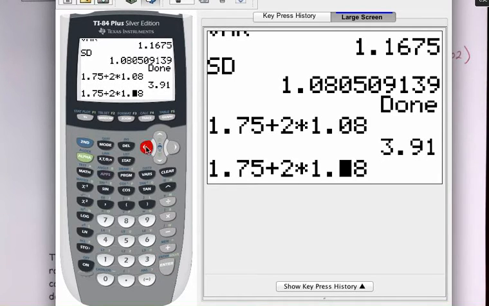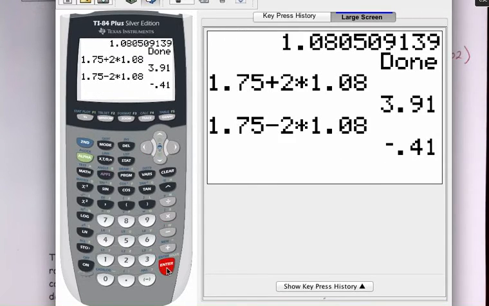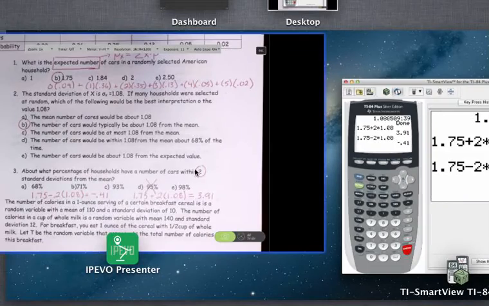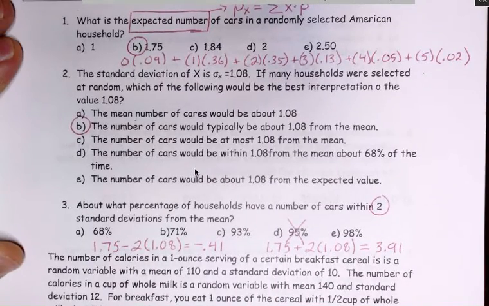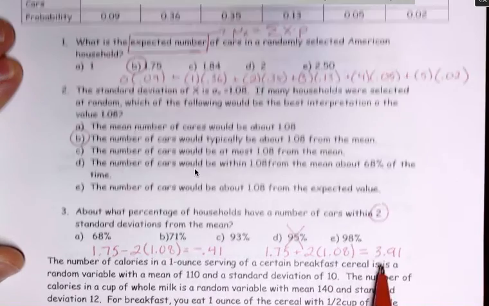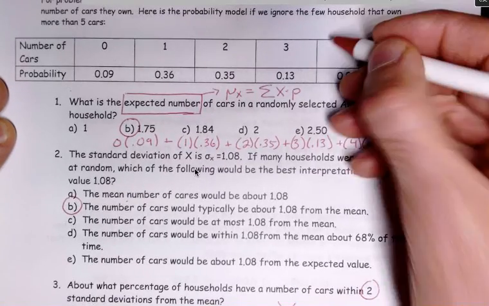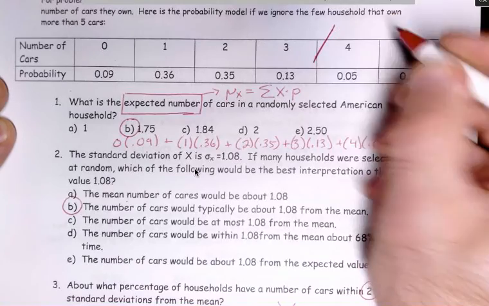If I press second enter, it will call back the previous command, and I'm just going to edit it. So instead of adding the 2 standard deviations, I'm just going to subtract them. So there's my other boundary, negative 0.41. That's the lower boundary. The upper boundary is positive 3.91. Those are the cutoffs that represent 2 standard deviations below the mean and above the mean. So now what I can do is go to my discrete random variable. Notice the 3.91, that's just a little less than 4. So that would not include the outcome of 4.